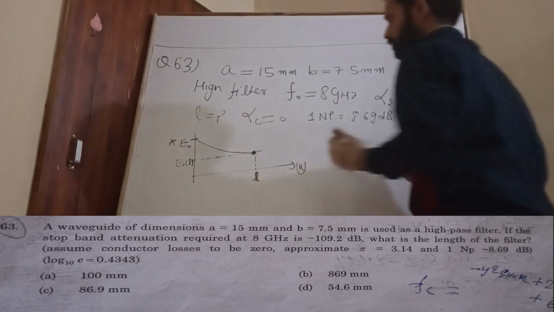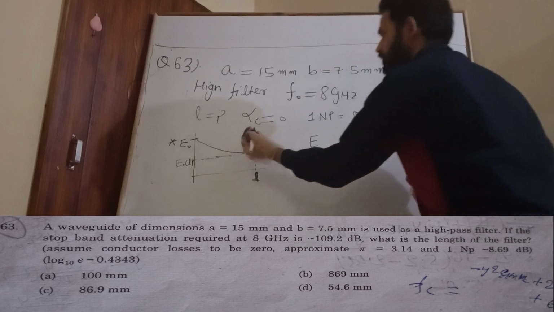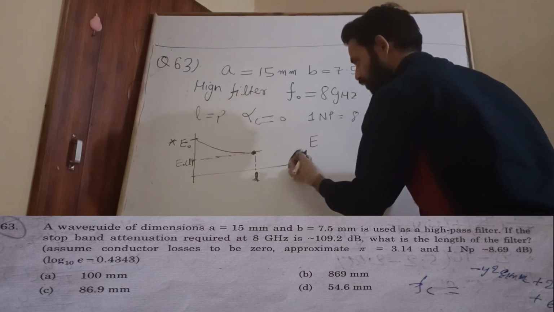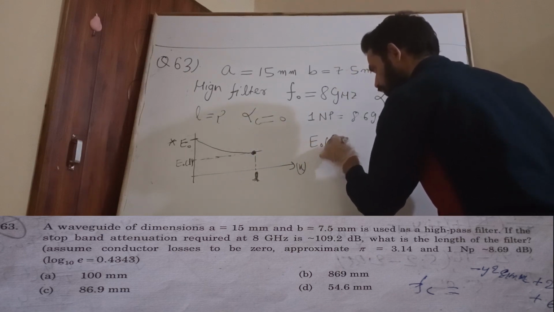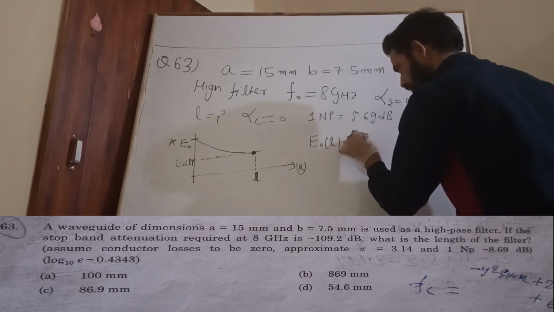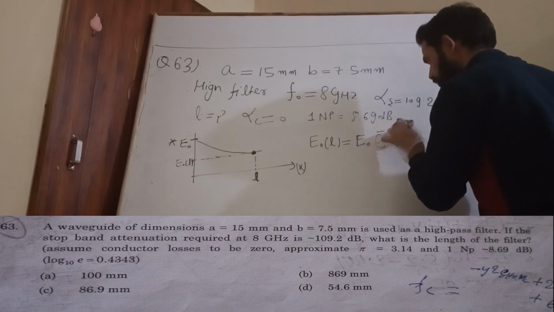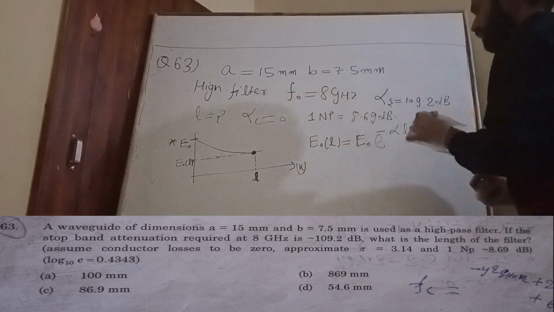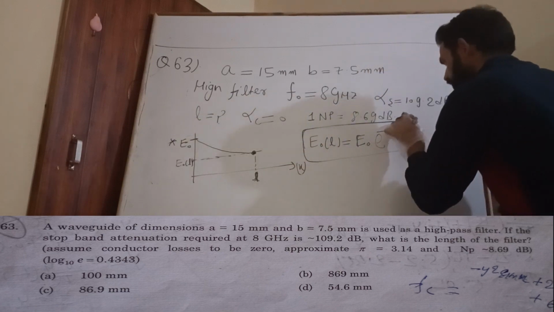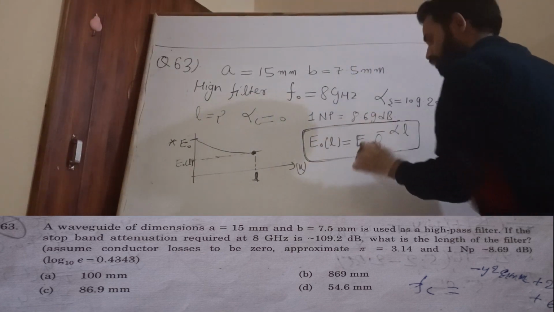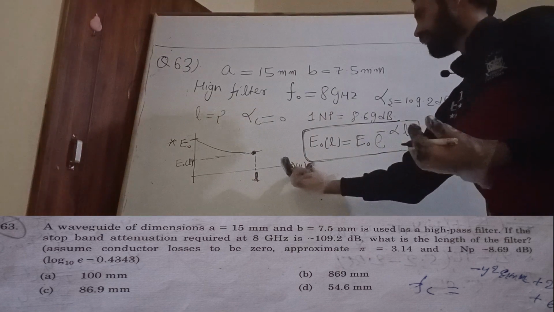Now let us see how we can write the equation of this signal which is propagating along the axis of the waveguide, in terms of length L. E naught L is equal to E naught, where initially the signal value is E naught voltage, times e to the power minus alpha L. This is the equation for the signal propagating through the waveguide, which is gradually decreasing as the signal travels.